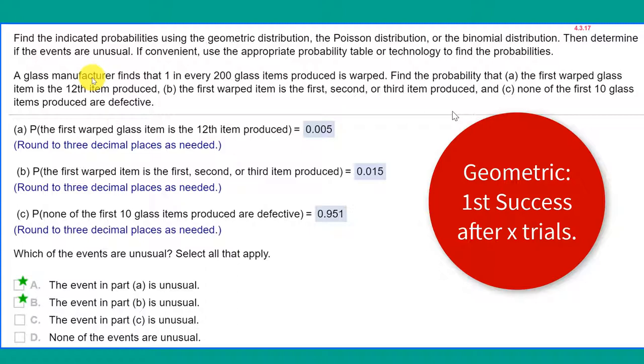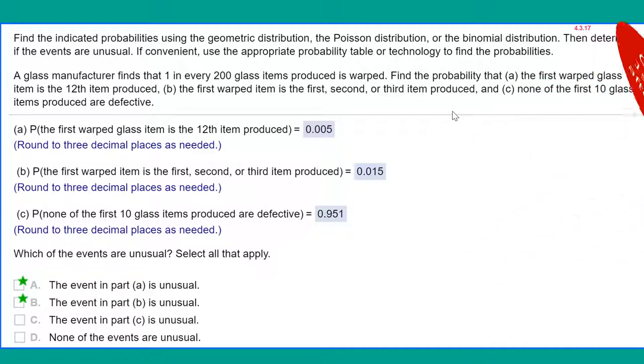Here we're told that the glass manufacturer says that one in every 200 items produced is warped. One out of 200 gives you the probability of an item being warped. And we're asked to find, first of all, the probability that the first warped glass is the 12th item; the probability that the first warped item is the first, second, or third; and the probability that none of the first 10 items are defective. So we're going to do this using StatCrunch.